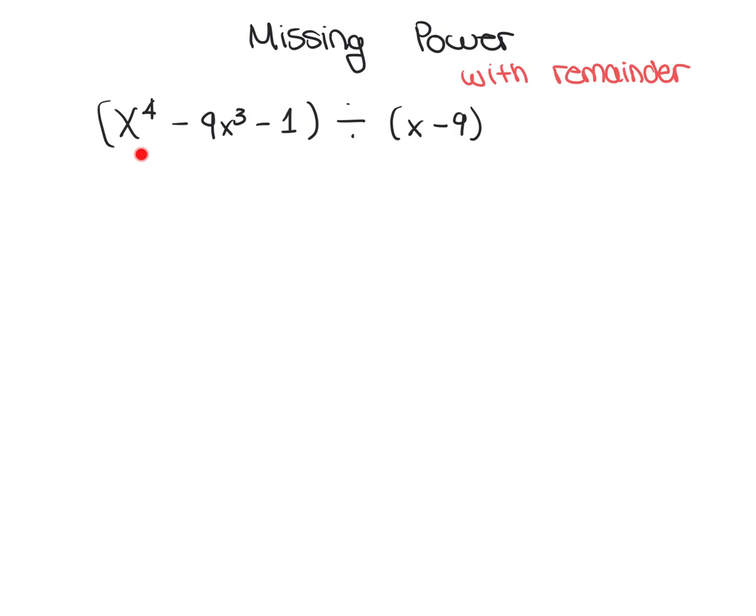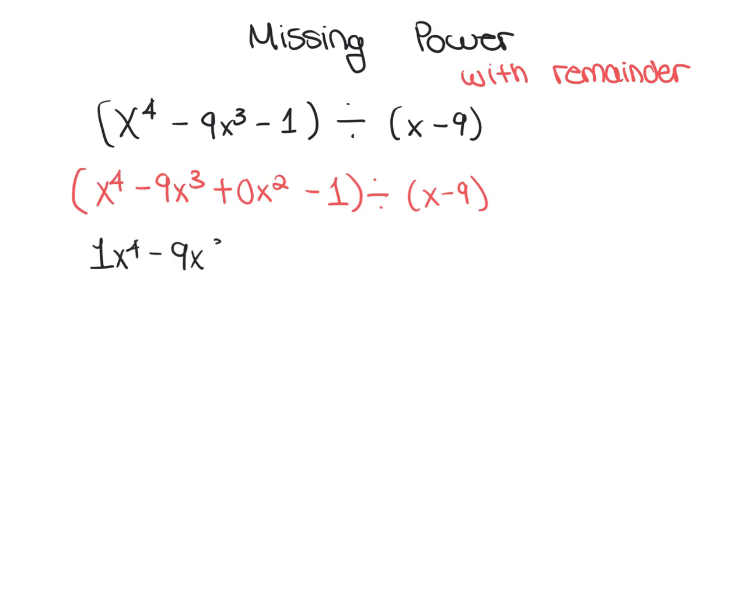We're just going to do one more of these, where we have a missing power and we have a remainder. So we're going to rewrite this polynomial with the x squared written in. So we'll have x to the fourth minus 9x cubed plus 0x squared minus 1 divided by x minus 9. Then we rewrite this with our coefficients. So that's 1x to the fourth minus 9x cubed plus 0x squared minus 1. Again, we highlight our important coefficients: 1, negative 9, 0, negative 1.